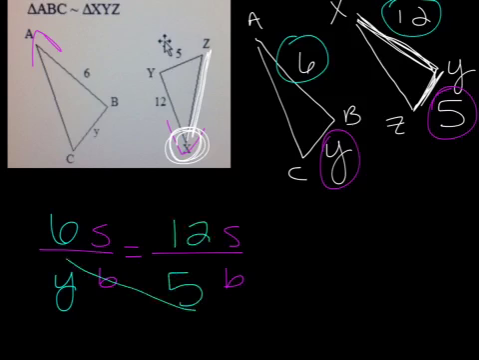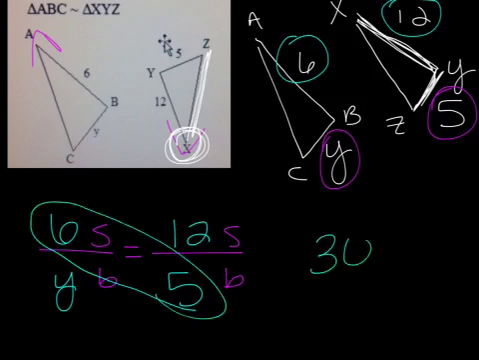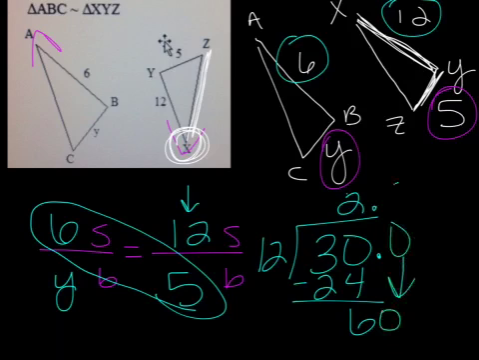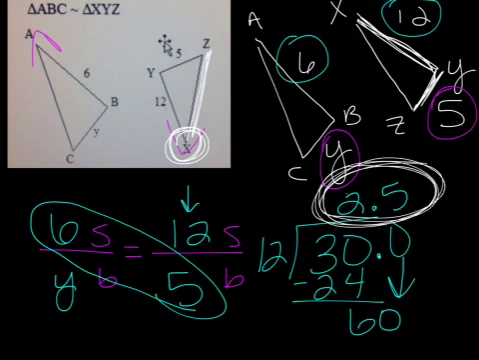Now I have to multiply across. 6 times 5 is 30. Then divide by my random number, which is 12. 12 goes into 30 2 times, which gives me 24. I have 6 left over. I have to put my decimal point and bring down a 0. Well, I know that 12 goes into 60 exactly 5 times. So that tells me Y equals 2.5. Easy peasy.